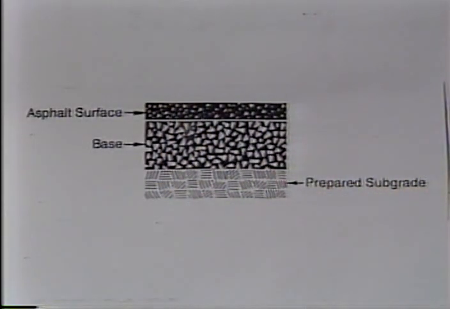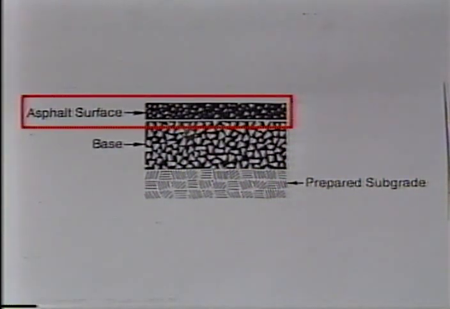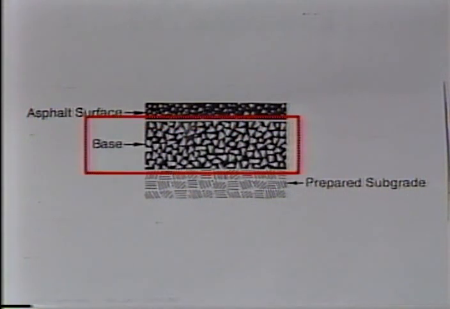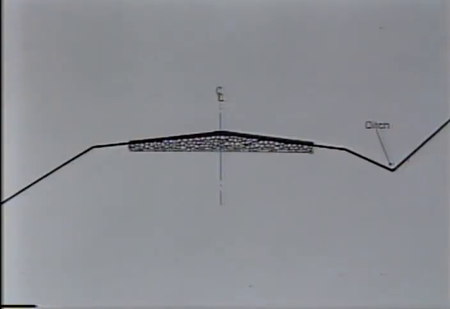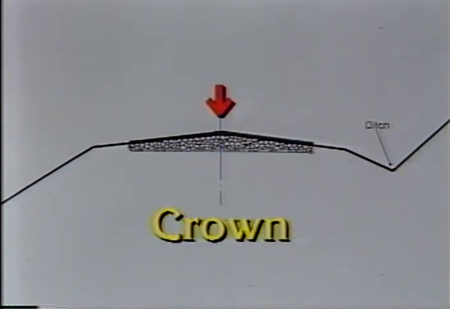This is a cross-section of a typical road. Notice the construction of the roadway. There is a layer of asphalt surface and a layer of aggregate base material. These layers rest on the subgrade. Notice that the surface of the roadway has a crown or slope in order for water to drain from the surface of the road across the shoulders and into the ditches along the side.